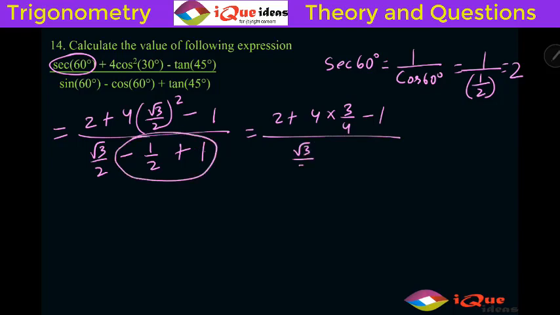So it is root 3 by 2 plus 1 by 2. Alright, now this 4 and 4 get cancelled. We have 2 plus 3 minus 1 divided by root 3 plus 1. So LCM 2, root 3 plus 1. This 2 goes in numerator. So 2 plus 3, 1.